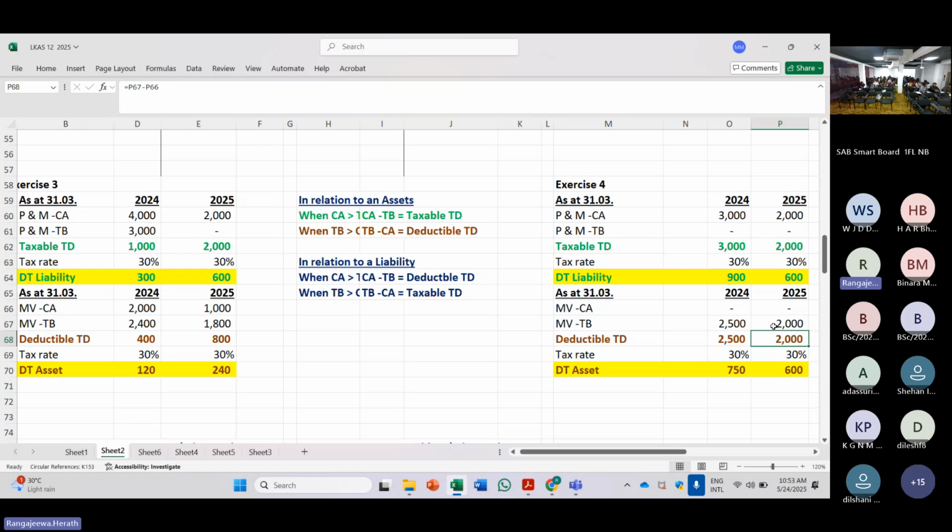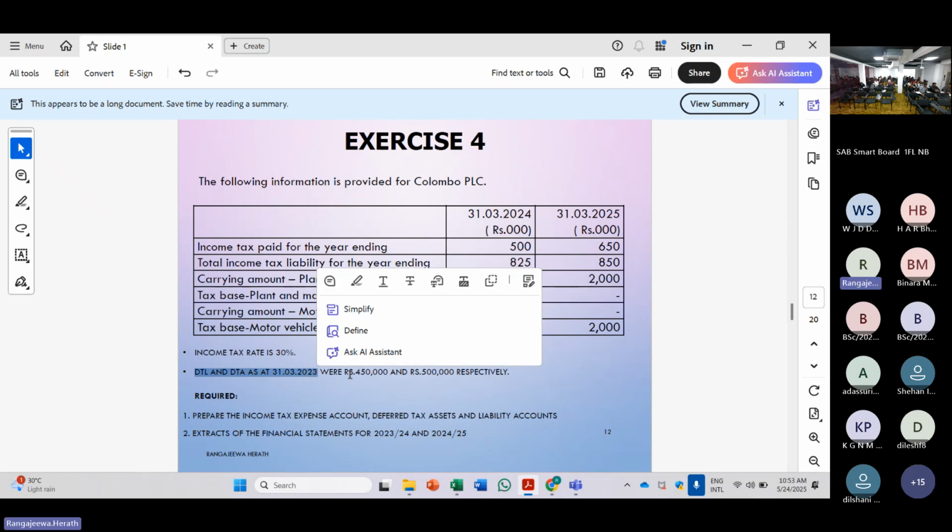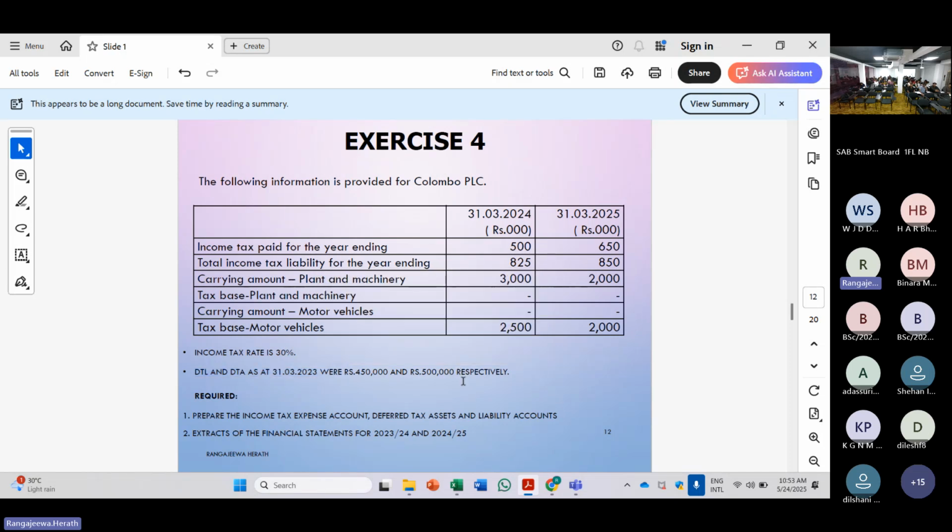Right. Now, interestingly, here the deferred tax liability goes from 900 to 600, a difference of 300, the reversal. What about 2024? This is not a newly started business. So we have deferred tax liability (DTL) and deferred tax asset (DTA), which on 31st March 2023 were 450,000 and 500,000 respectively. We have opening balances: deferred tax liability 450, deferred tax asset 500. With those opening balances, can you prepare the accounts?